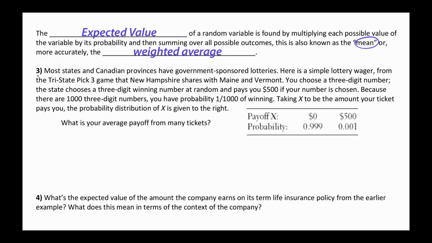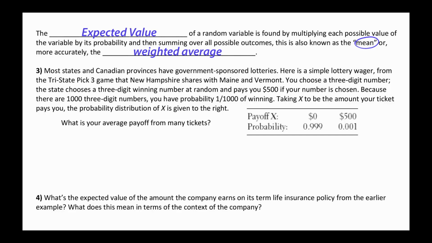An example to show this with question number 3 talks about a lottery. So most states and Canadian provinces actually have a government sponsored lottery, and it's kind of a simple wager for the tri-state pick 3, and that happens in New Hampshire, Maine, and Vermont. So you choose a 3-digit number, and the state chooses a 3-digit winning number at random and pays you $500 if your number is chosen, which seems like a pretty good bet. You know, maybe you would actually do that once a week, and maybe you would win.